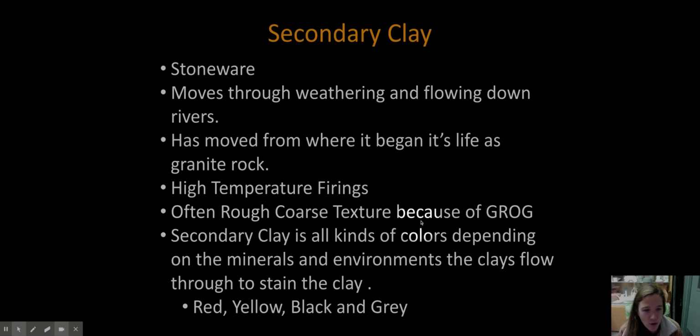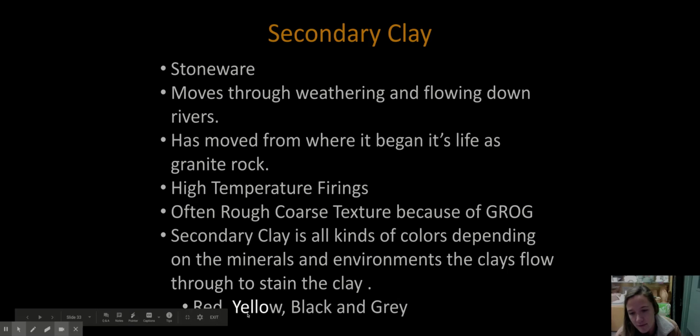It's usually rough and coarse because it has actually moved from where it began its life, so it has a little bit of impurities. Think of it this way: the primary clay was formed in its birthplace and never moved. Secondary clay was formed in its birthplace and it might have moved to a secondary location. And in that move, it rolled down a hill, you know what I'm saying? Or it got swept in a river. It might have picked up some colors or some impurities. And along its life, it became more interesting with some more color in it. Secondary clays can be found in red, yellow, black, and gray.